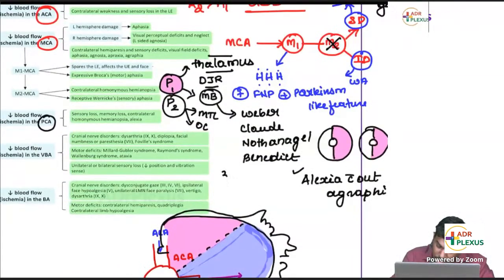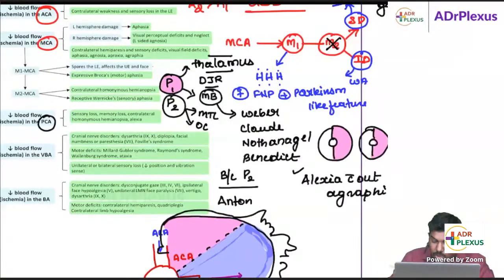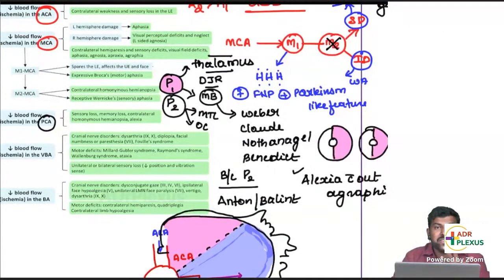Then whenever you have bilateral P2 involvement, what are the two syndromes you are going to get? It is going to be Anton syndrome. What is Anton syndrome? The patient is going to have cortical blindness. Then another syndrome is Balint syndrome. What is Balint syndrome? The patient is going to have simultanagnosia, optic ataxia, oculomotor apraxia and polyopsia, right? So these are the two syndromes you get to see here.